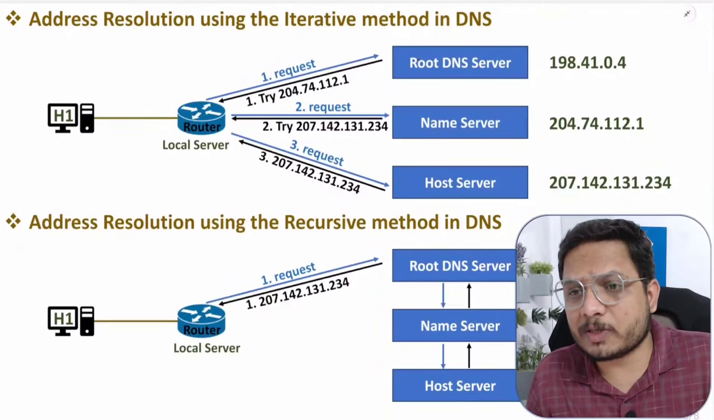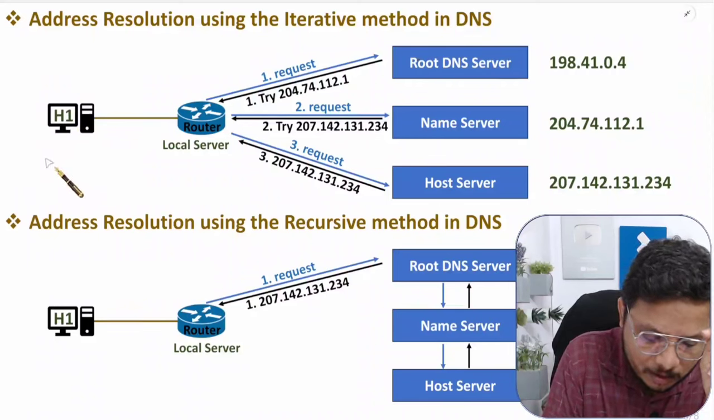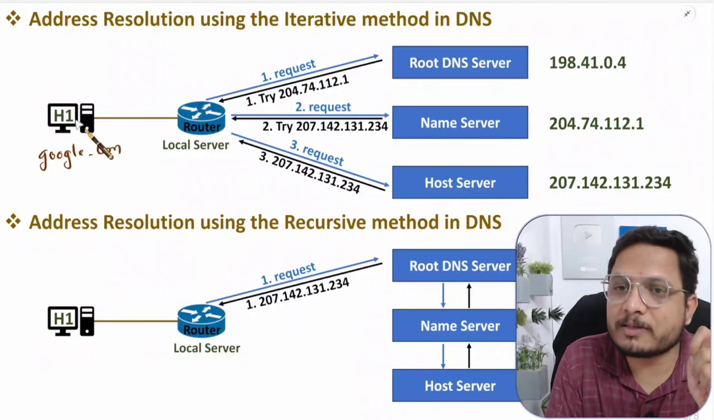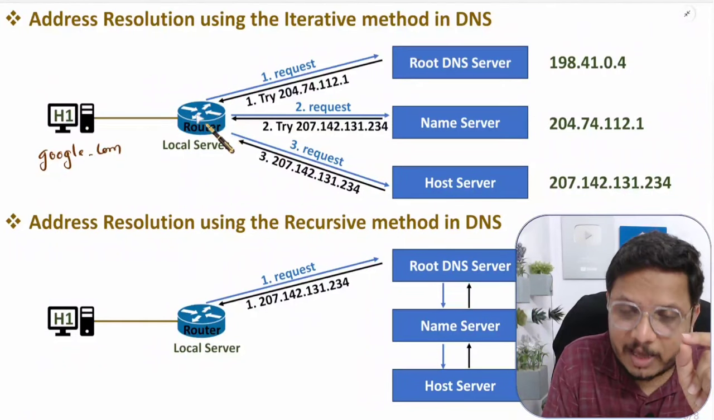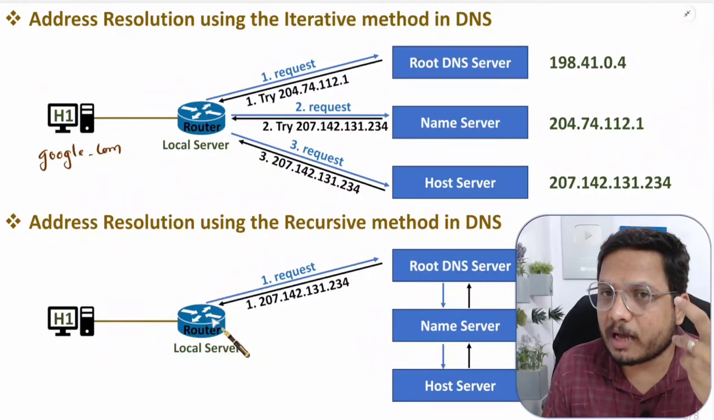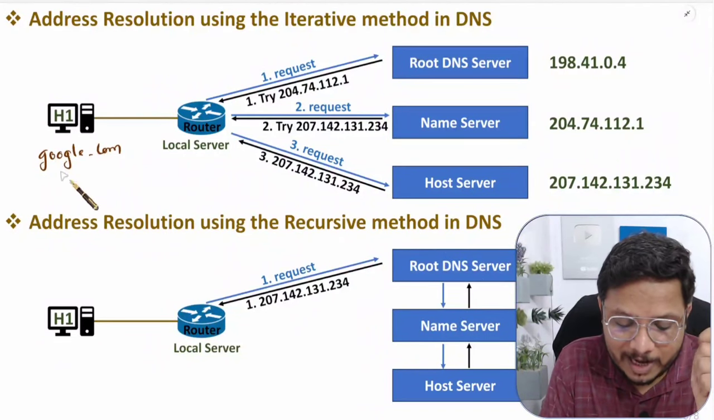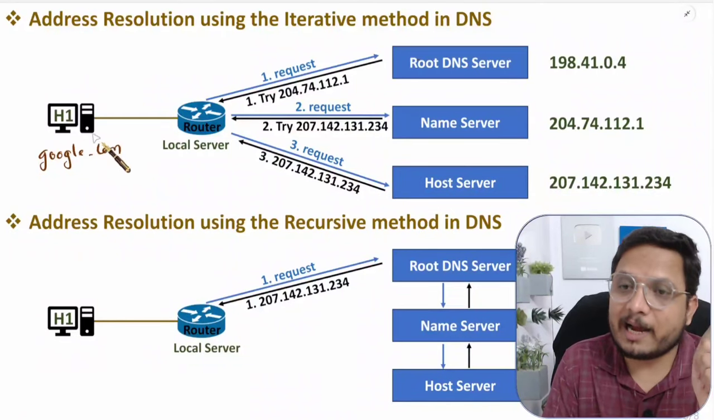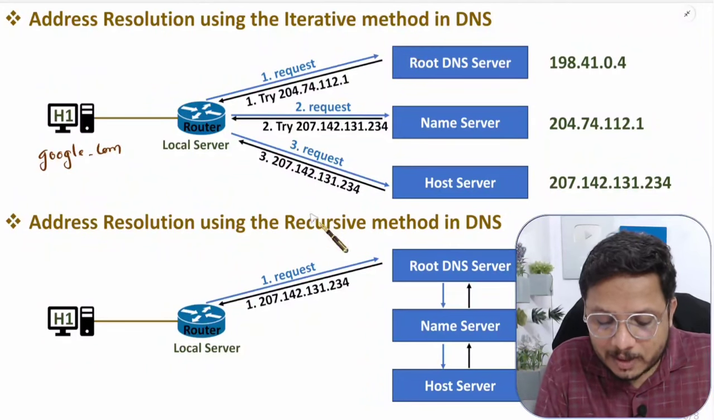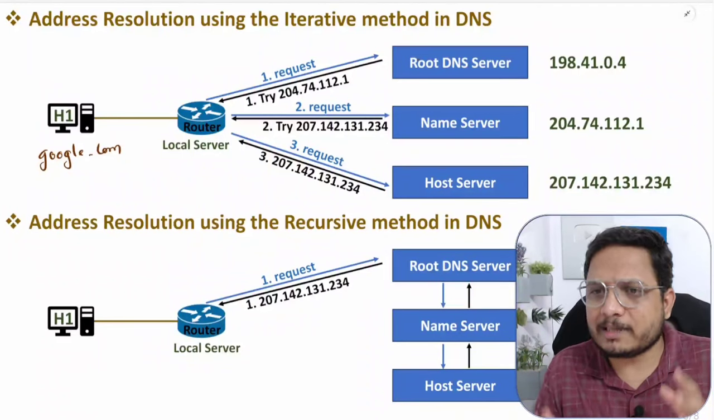So this is how address resolution happens. In short, you just need to understand one thing: if this computer is writing google.com, then this is the domain. Now this computer wants the IP, so this request will be given to the local server. Now it will request like this, or it may request like this, right? That depends on the approach. There can be an iterative method or there can be a recursive method. At last, this computer will get this IP, right? But how long it will take depends on which method we use. In the iterative method, it will take a bit more time. In the recursive method, it will take a bit less time. That is how things are.